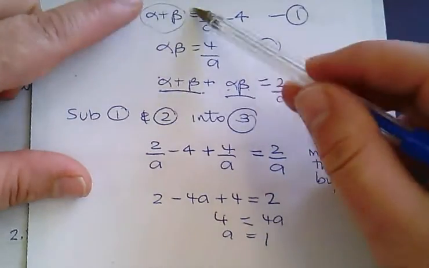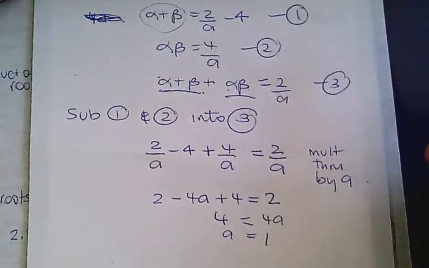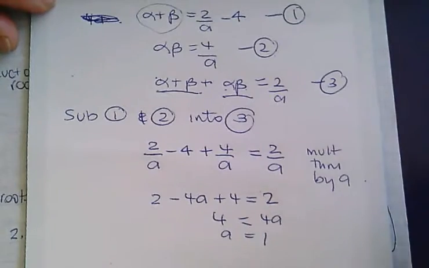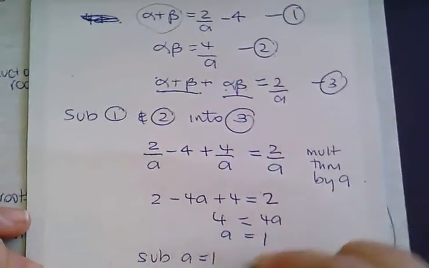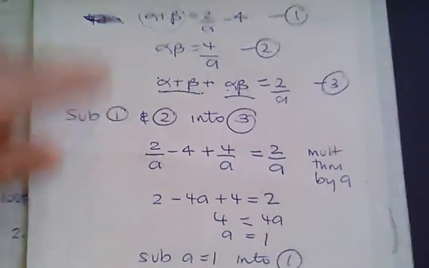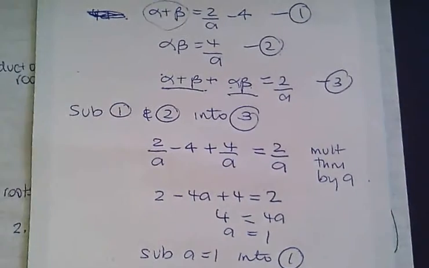Are you okay with that? And then we can work out... Oh, was the question to work out... What was the question? To work out alpha and beta? The sum of the other two roots, wasn't it? Yeah, so we would just substitute a equals 1 into equation 1, because that gives me the sum of the other two roots. If you wanted the product of the other two roots, you would substitute it into equation 2.